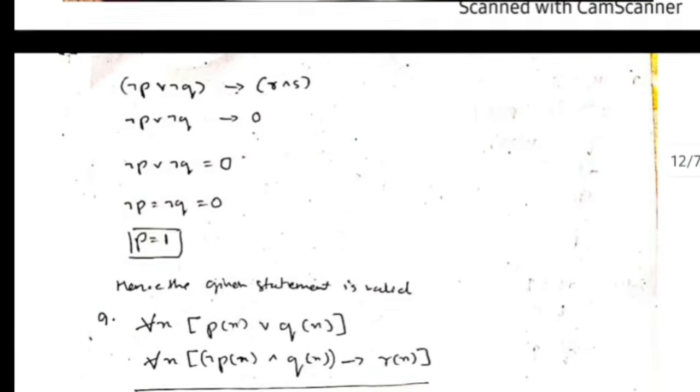Now we'll be applying the r value in the first equation. When we apply r's value in the first equation, we get r and s as 0 here, so not p or not q conditional 0, its truth value is 1. So this value should be 0, because 0 conditional 0 will give 1. So not p or not q is 0, so both of these should be 0. Not p is 0, p is 1. Hence the given statement is valid.